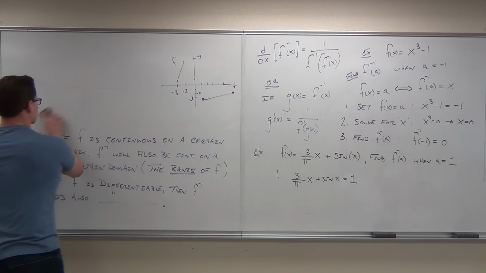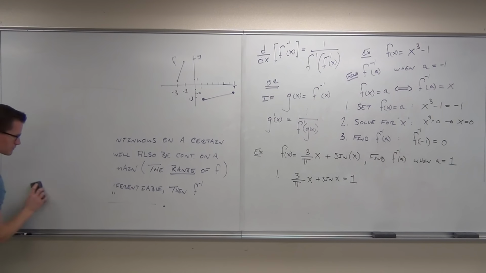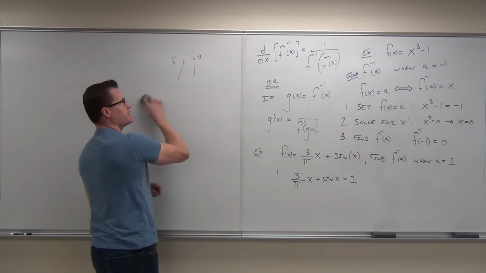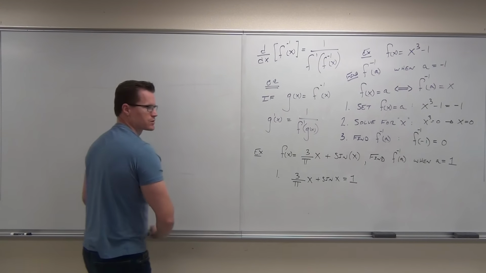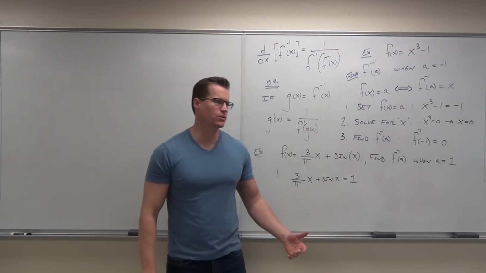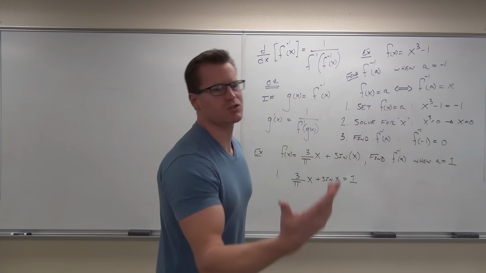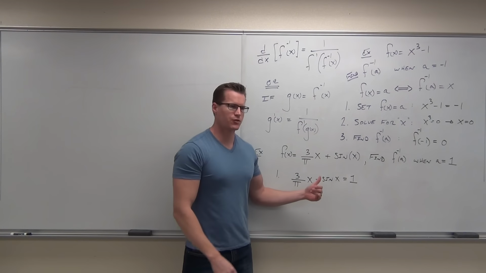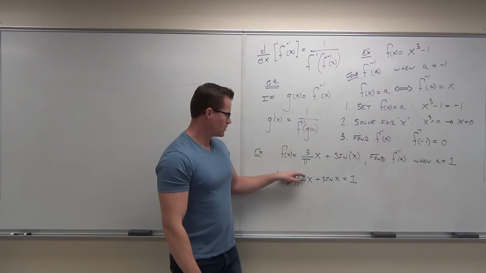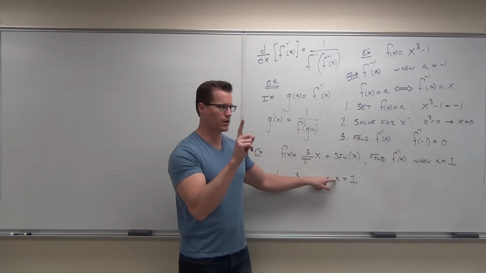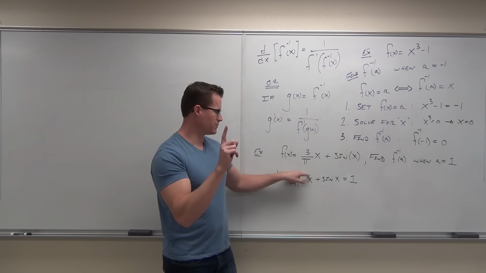Pi over 6. If you can't think of one off the top of your head, start trying some. Start trying things like pi over 2, or pi over 3, or pi over 4, or pi over 6. Let's try pi over 2. What's the sine of pi over 2? 1. Pi over 2 here, pi's would be gone.